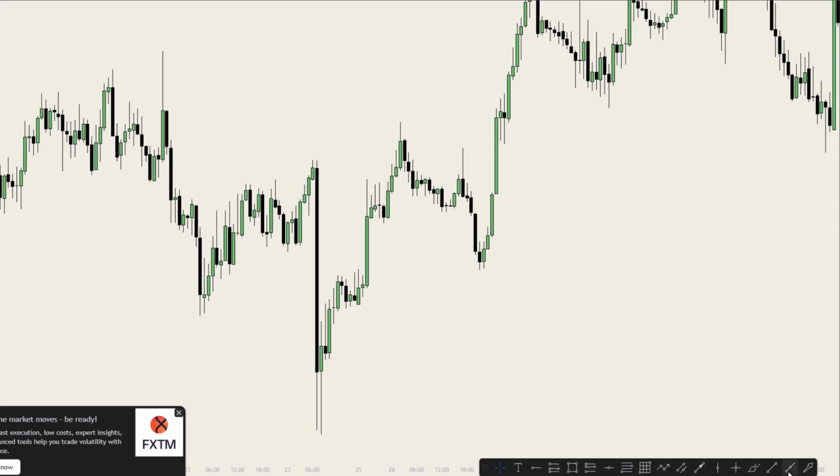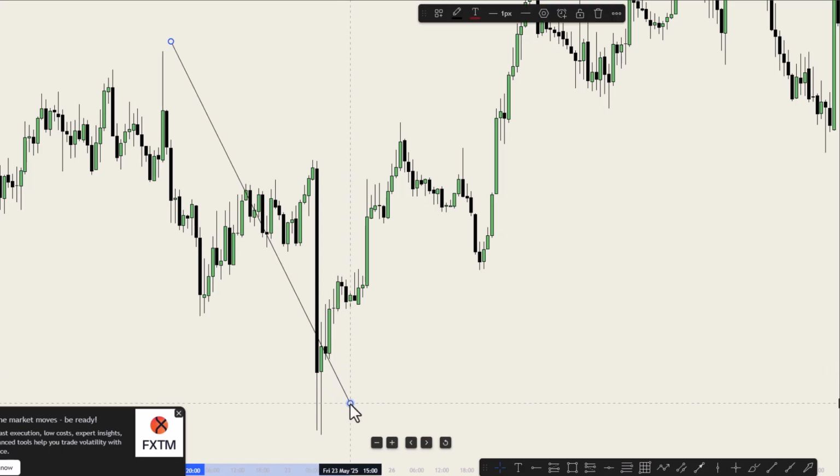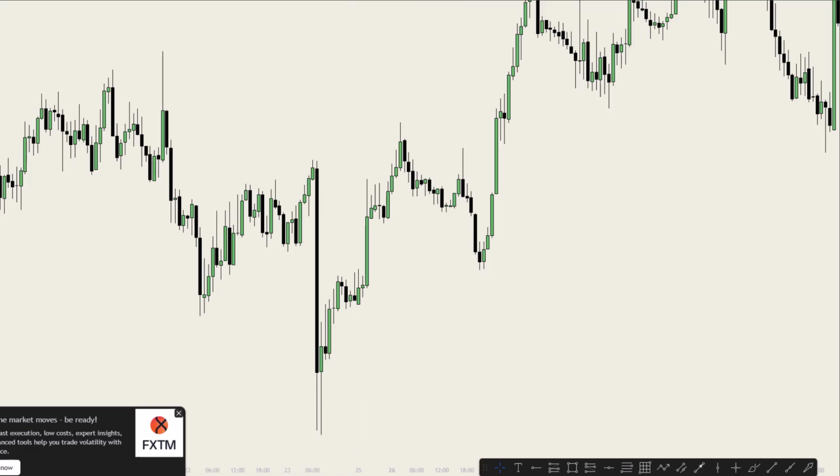Price is bearish. But we don't just sell because price is bearish. We need to identify the dealing range. And how can we do this? Like I said in the beginning, we need to take out buy side liquidity and sell side liquidity to know if price is at a dealing range.